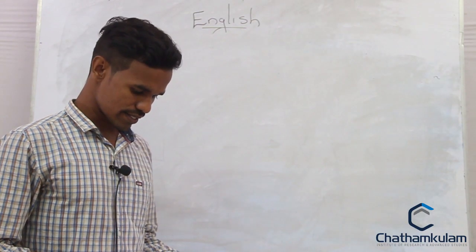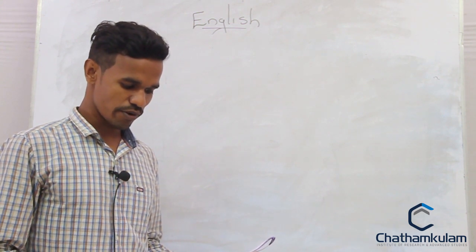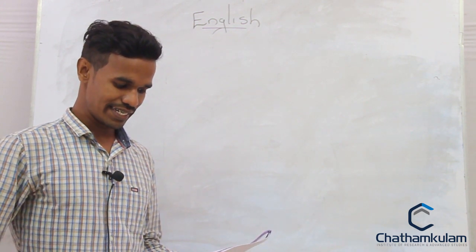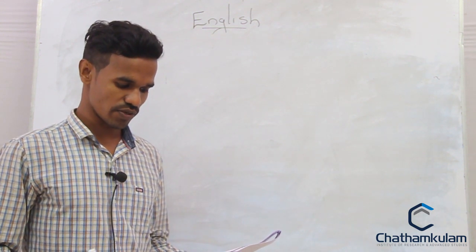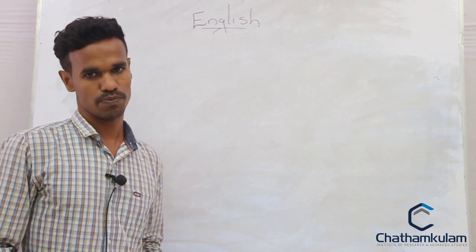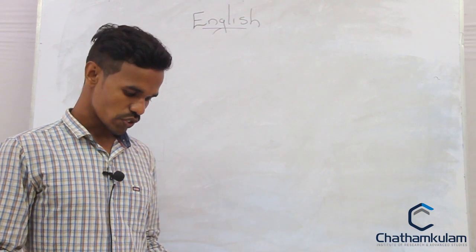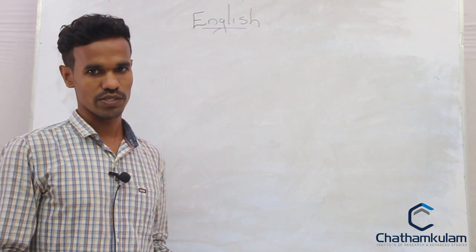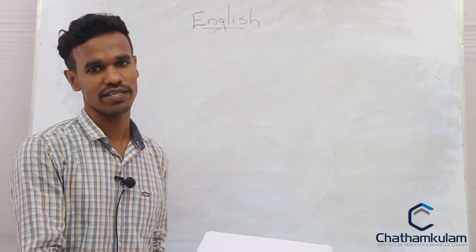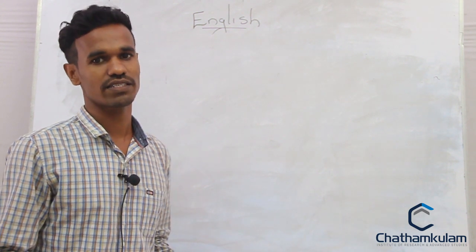Okay, let us discuss some questions from previous years. As I said, there are 5 questions related to indirect speech. The question is: you are required to convert the sentence given in the question into indirect speech. The question says: he made a promise, "I will come if I can." So the words put in inverted commas, you want to make into a reporting term or an indirect statement.